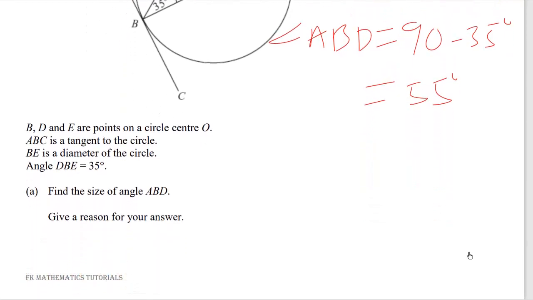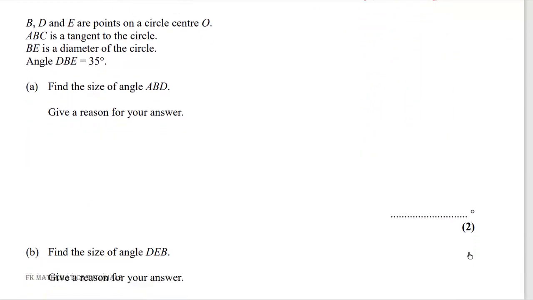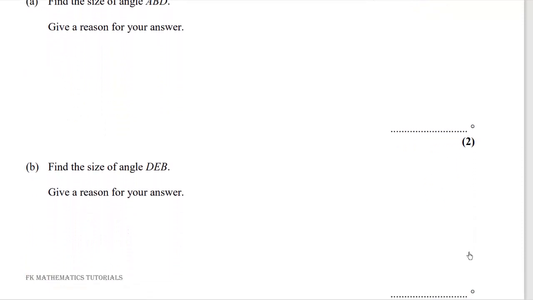Then we are also asked to give reason. I know you can give that reason. The angle between the tangent and the radius is 90 degrees. Find the size of angle DEB.